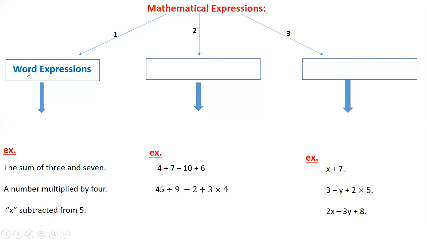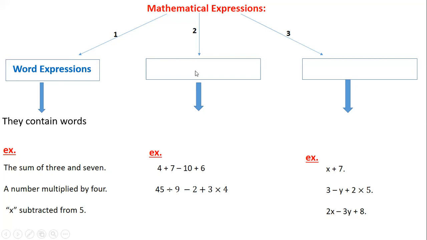First, we have word expressions. What do we mean by word expressions? They contain words. For example, I say the sum of 3 and 7. So this is a mathematical sentence written in words. A number multiplied by 4. X subtracted from 5. So in these expressions, we are using words. So these are called word expressions.